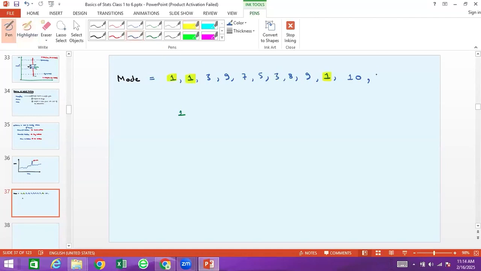Now, what if I have one more value, 9? Now I have 9 which is getting repeated 3 times. 1 is also getting repeated 3 times. Then what will be the value of mode? If someone asks me, what is the mode?